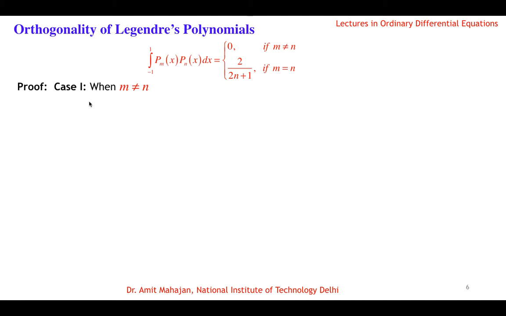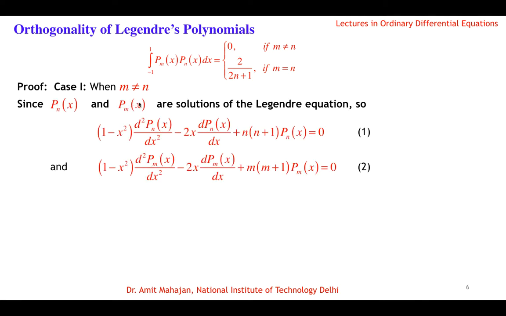Okay, so when m is not equal to n, then Pm(x) is a Legendre polynomial which is a solution of the Legendre equation, and Pn(x) is also a Legendre polynomial which is a solution of the Legendre equation. So both Pm(x) and Pn(x) are solutions of the Legendre equation, so they will satisfy it. Okay, so say (1) Pn(x) satisfies the Legendre equation, (2) Pm(x) satisfies the Legendre equation. Now what we do is multiply the first equation with Pm(x) and the second equation with Pn(x), and we subtract these two.